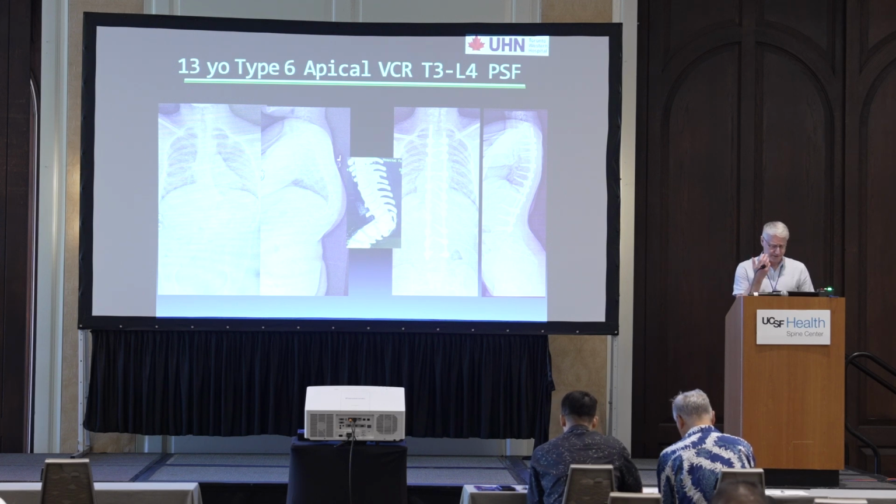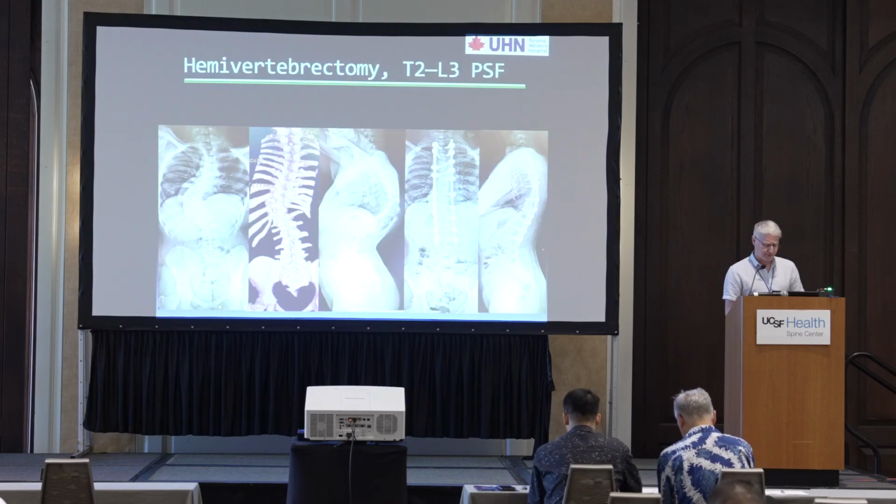So here's one, a 13-year-old, very severe T11 hemivertebra with a very big deformity, kyphotic and scoliotic. We took out actually 11 and 12, and I usually take the body out and put it back in the front. I can't afford a cage in Canada. And so this is what we end up with, a pretty nice correction.